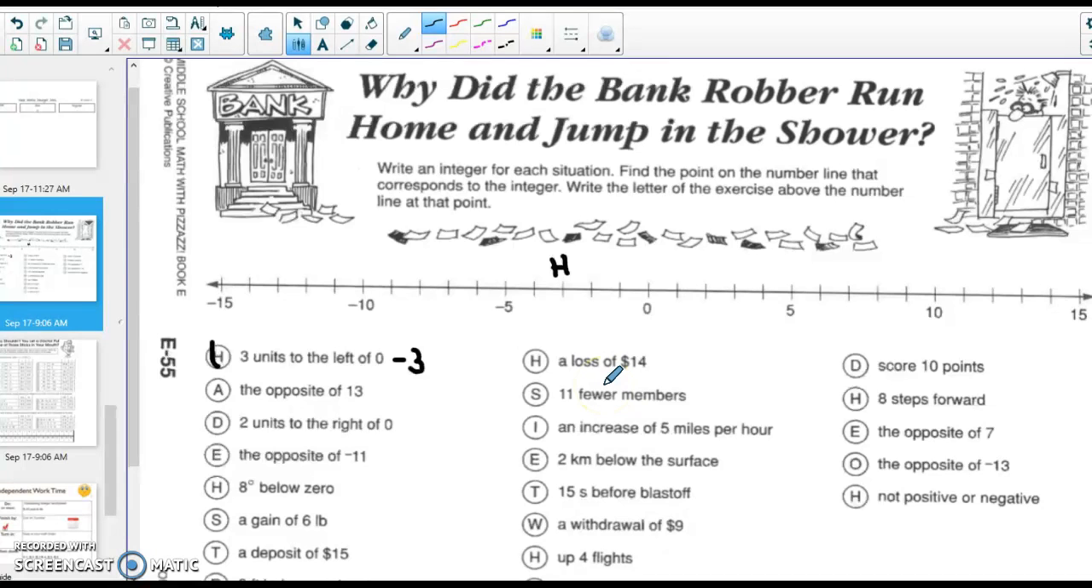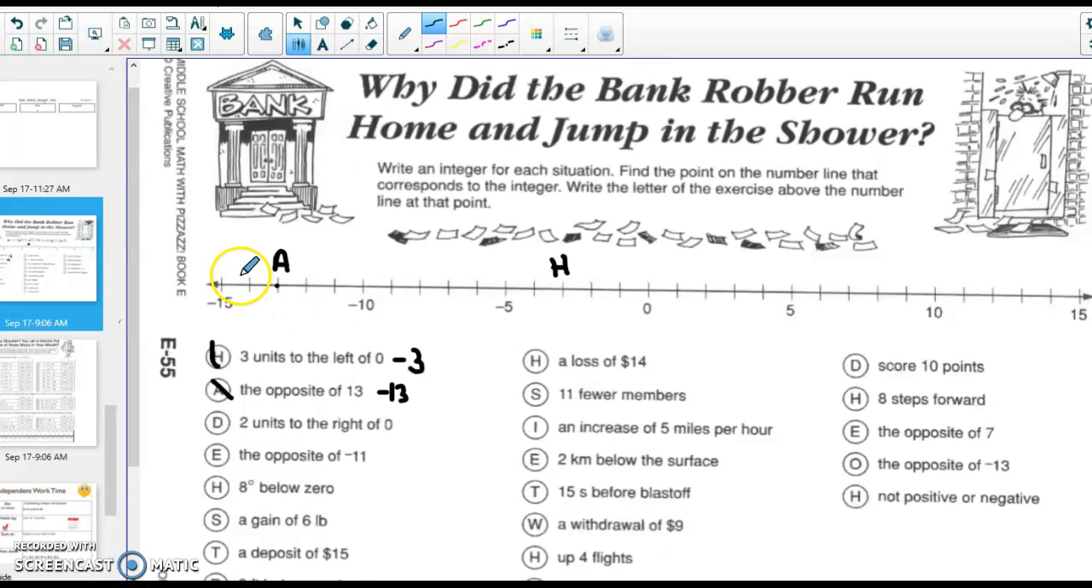Let's do another one. The opposite of 13. The opposite of 13 is negative 13. So here again on my number line, I'm going to find, here's negative 10, negative 11, negative 12, negative 13. It's right here. And I'm going to put the letter A above my answer.